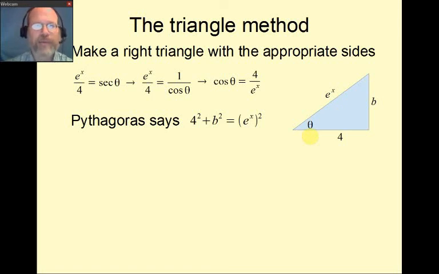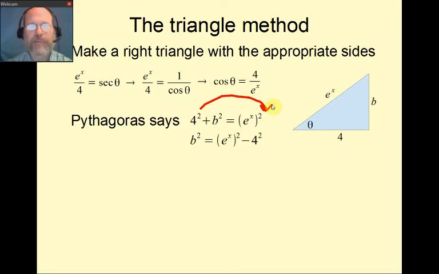And what I need to know is b, because you remember my integral had a sine in it, which means I'll need opposite over hypotenuse for the sine. So I need to solve this for b, and again, you just subtract the 4 squared over to the other side, and you get b squared is e to the x squared minus 4 squared, and now I can take a square root to figure out what b is. And of course, e to the x squared can also be written as e to the 2x. 4 squared is just 16. So b is the square root of e to the 2x minus 16.